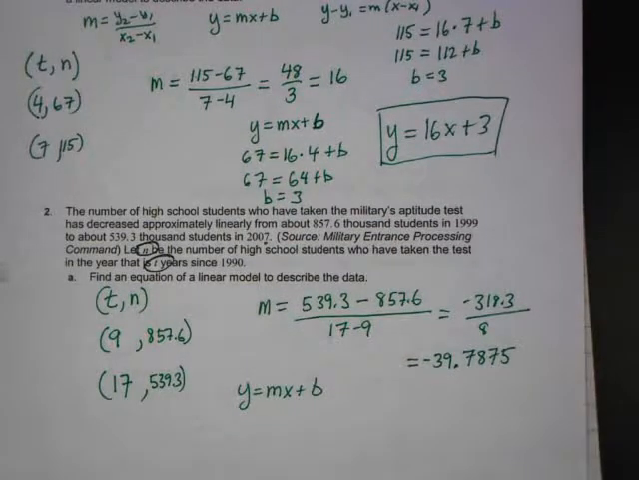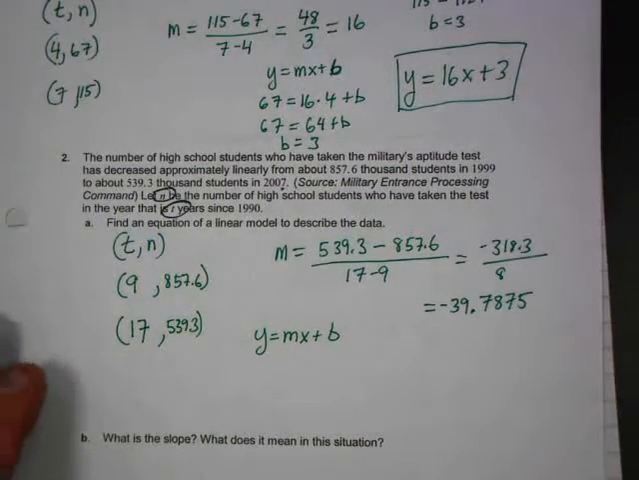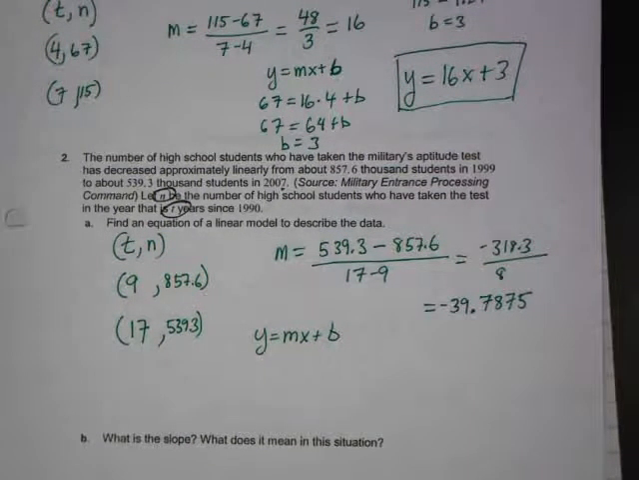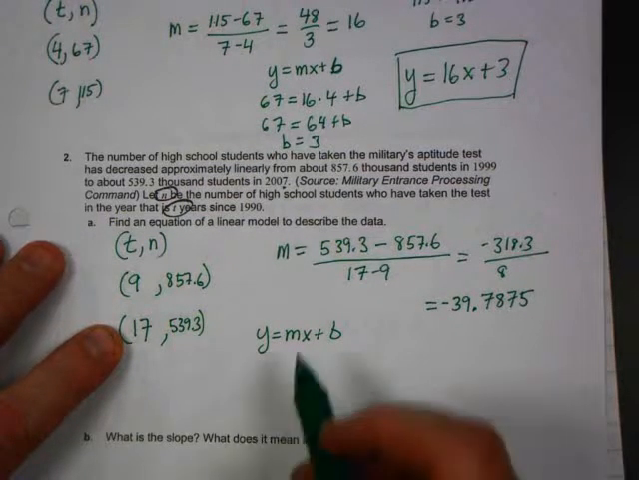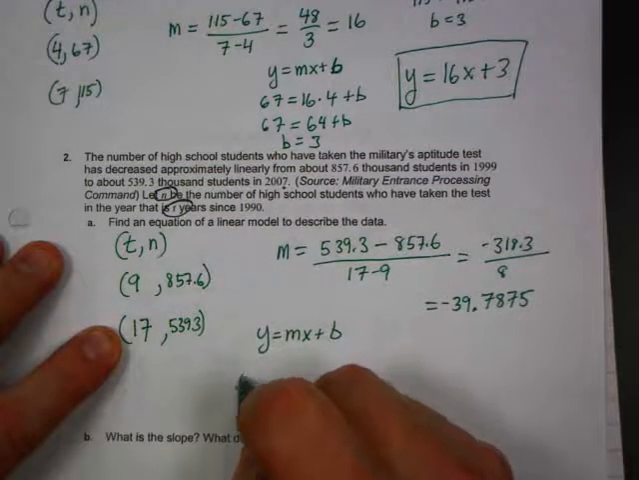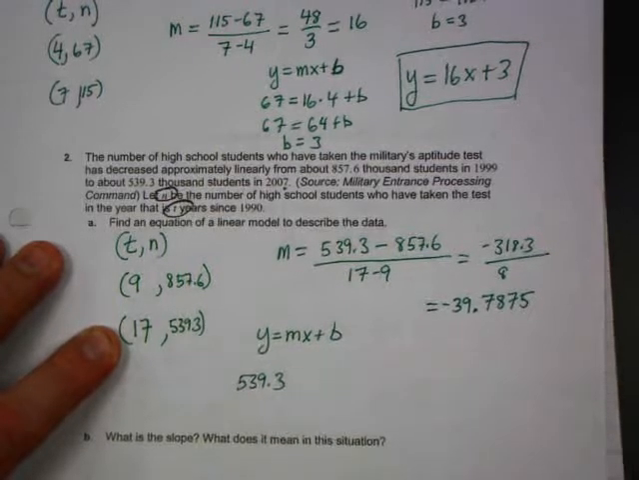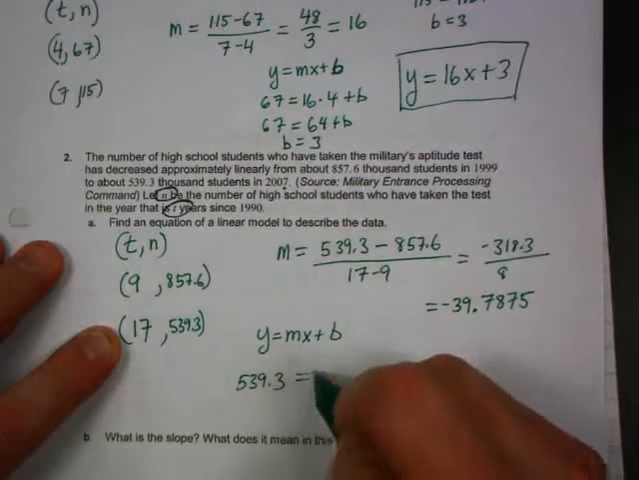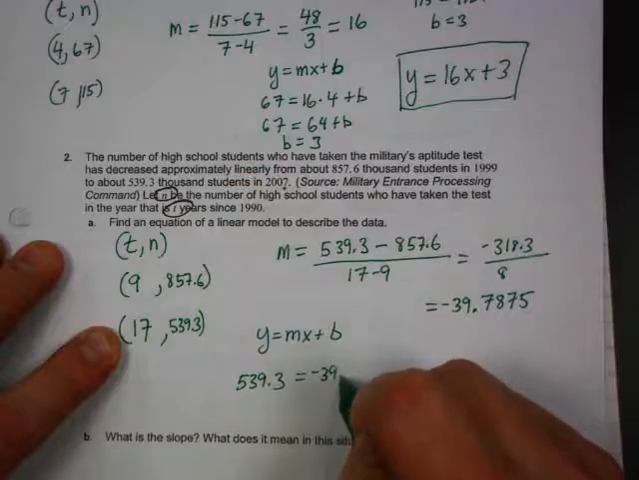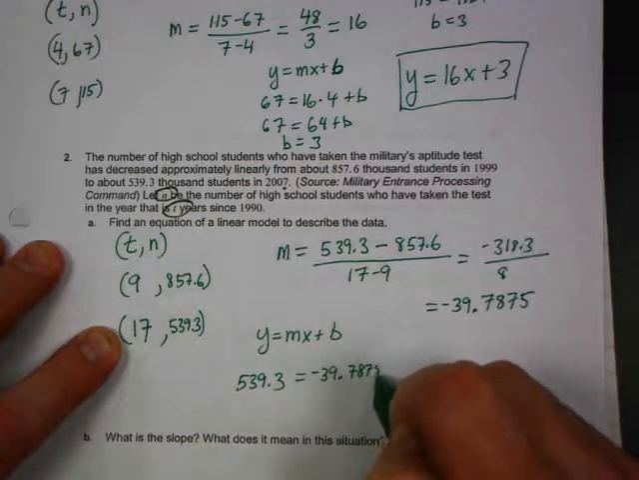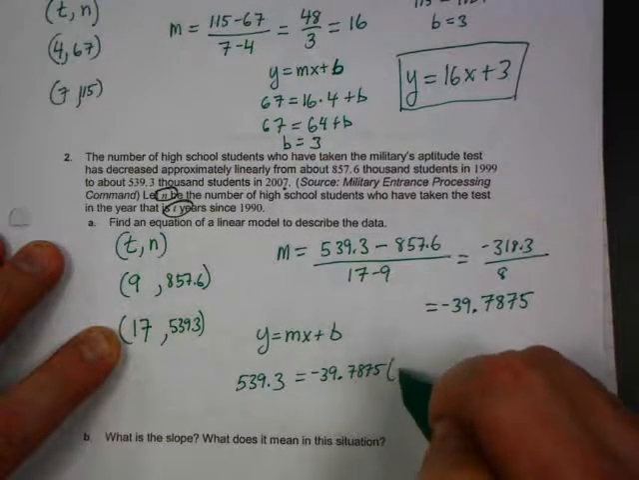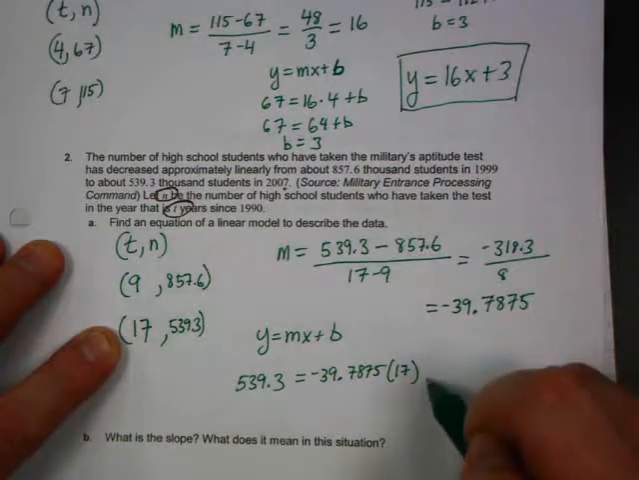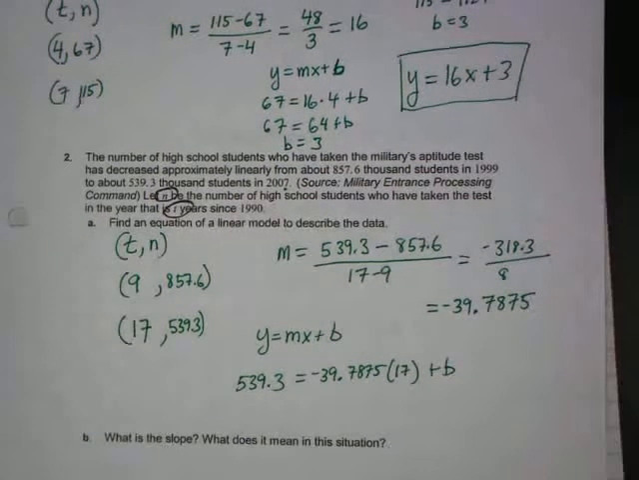My other option, of course, would have been y minus y1 equals m times x minus x1. Which x and y number do you want me to use? 17. The 17? Okay. So that means I'm going to plug 539.3 in for y. I'm going to have negative 39.7875 for m times 17 plus b. All right, I grab my calculator.